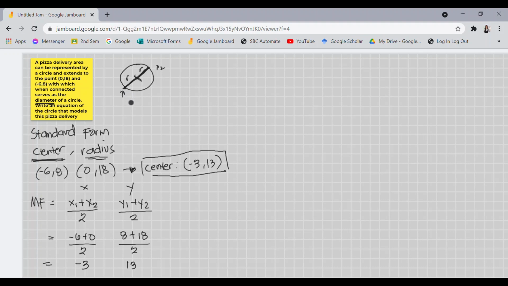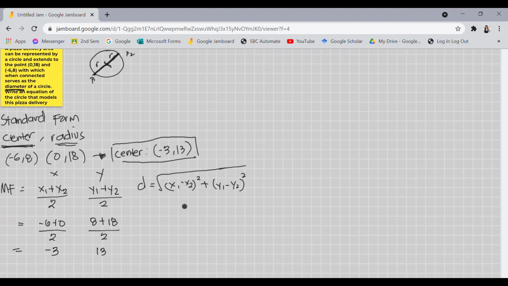To get the length, you can use the distance formula, which is d equals the square root of x sub 1 minus x sub 2 quantity squared plus y sub 1 minus y sub 2 quantity squared. So, let's say we are going to use the first option.